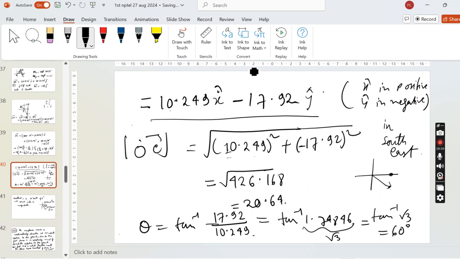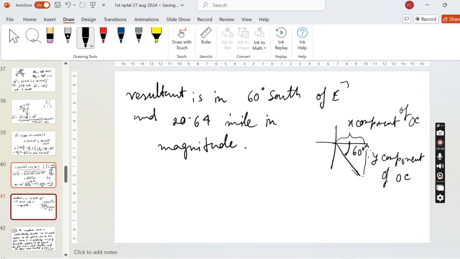So this value is root 3, and tan inverse root 3 is 60 degree. Here we have already decided that the x projection is in the positive direction and the y projection is in the negative direction, that is southeast. So the resultant is 60 degrees south of east and 20.64 mile in magnitude.